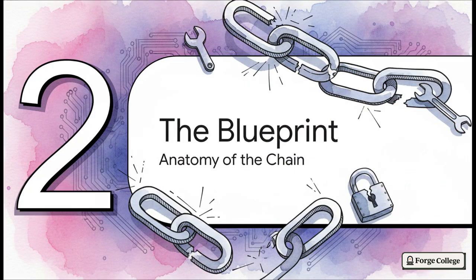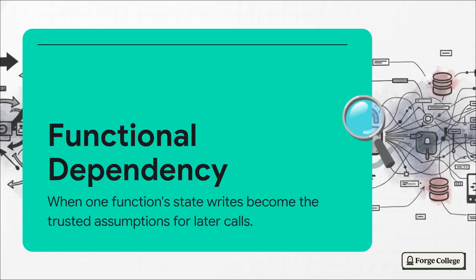Moving on to the blueprint, let's look at the actual anatomy of this chain. To pull this off, the attacker needs two very specific tools. Tool number 1 is a functional dependency. This happens when one function writes a state and a later call just completely trusts it without checking. Going back to our bank analogy, this is the propped open vault door. The first function props it open, and later on the bank manager just walks right in, assuming everything's fine because, well, the door was open. It just blindly trusts the prior state.